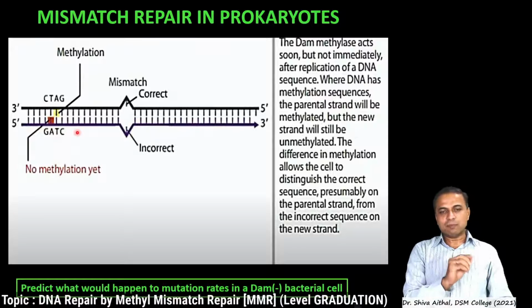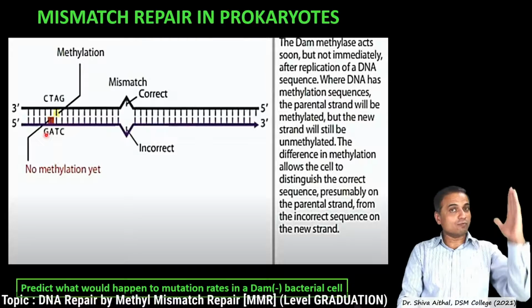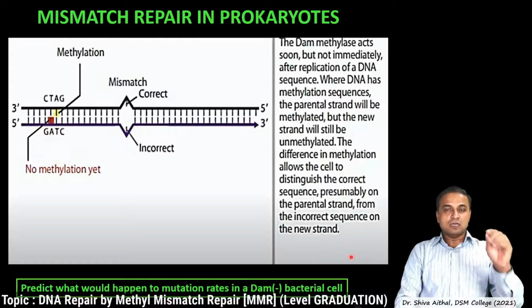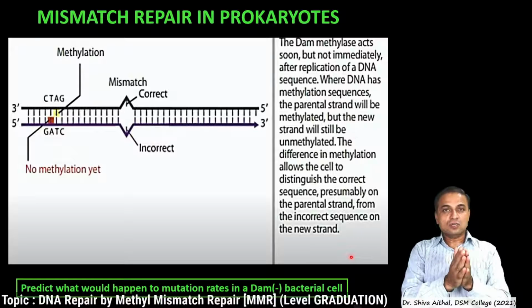Now just see what will happen if the cell is DAM negative. DAM negative means there is no methylase enzyme. If the methylase enzyme was not present in the cell, think about the high rate of mutations which will occur. This is a higher order thinking question for you at the bottom. If it is hidden by the strip, I would like to put this question orally. Just listen. What would happen to the mutation rate in a DAM negative bacterial cell, a cell which does not have the methylase enzyme? The answer is there will be high mutation rates in such cells.